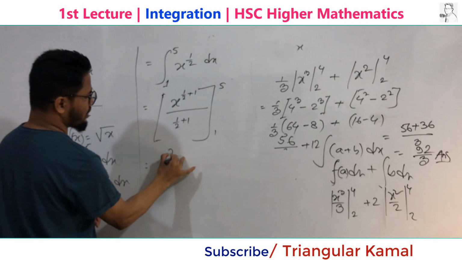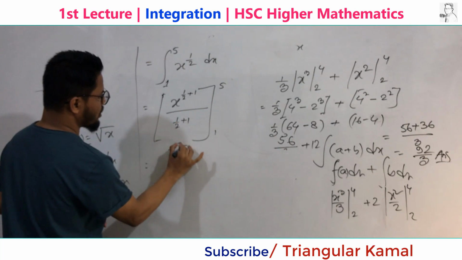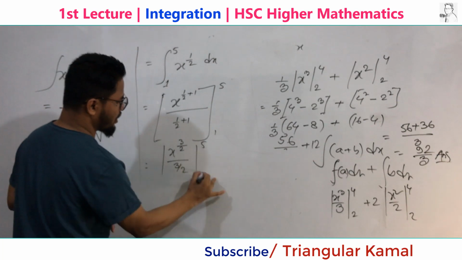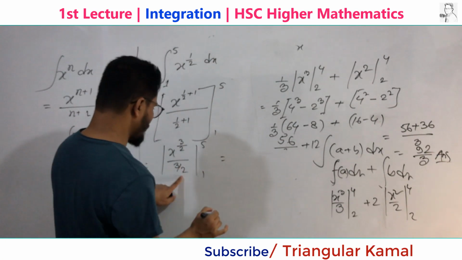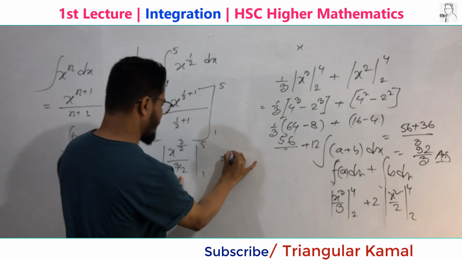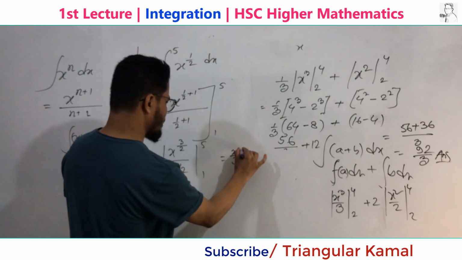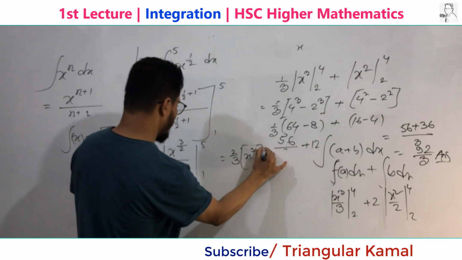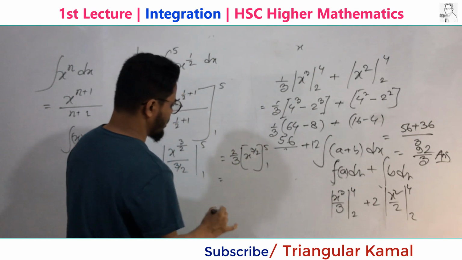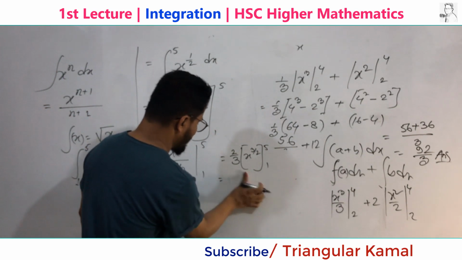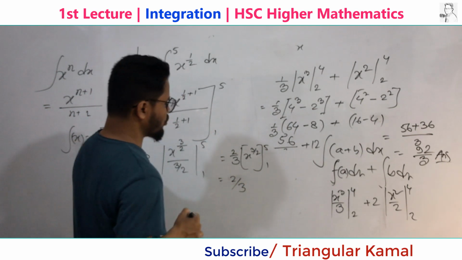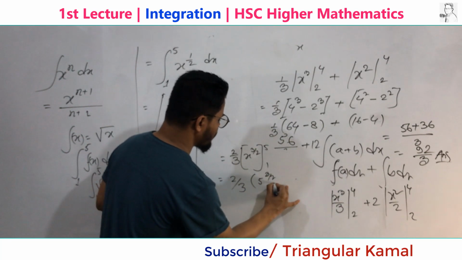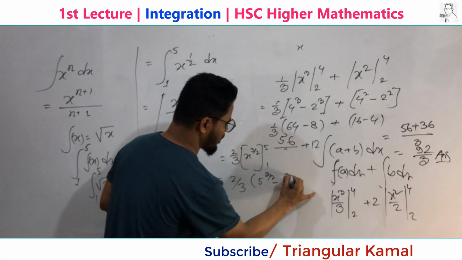Doing simple calculation, you will get 2 and 3, and this is also 3 by 2, with limits 5 and 1. So now take this out from the bracket. This one will be 2 by 3, and then x to the power 3 by 2, integration limit 5 and 1. Now apply 2 by 3. Now this one will be 5 to the power 3 by 2 minus 1 to the power 3 by 2.